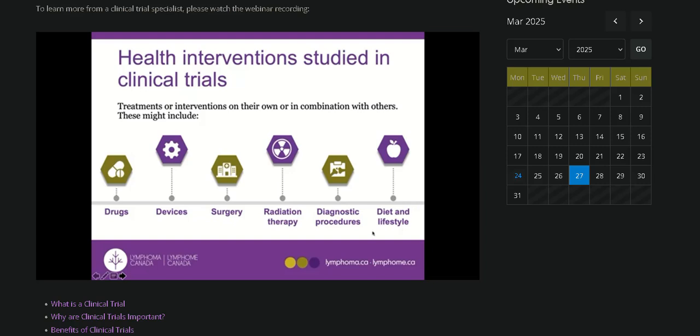And it could even be things like diet and lifestyle. So a specific diet for a specific condition, or maybe it's even an exercise intervention. So we're going to talk today about trials related to drugs, but it's important to keep in mind that if you're looking for a trial, it might not always be drug related.